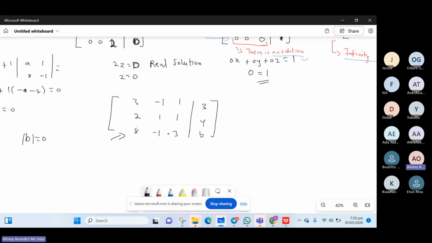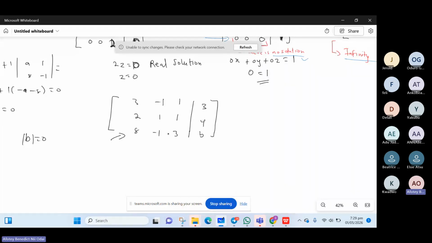And usually for this question, you can actually use multiple ways. You can use Gaussian elimination, exactly.